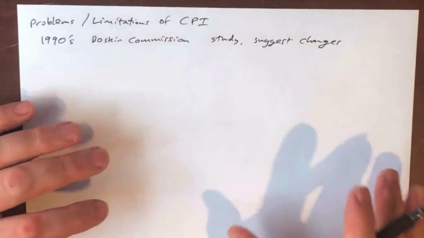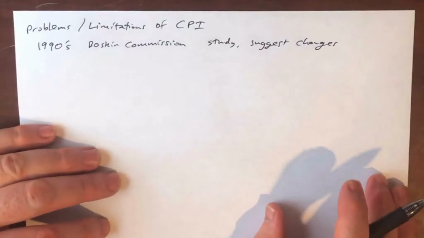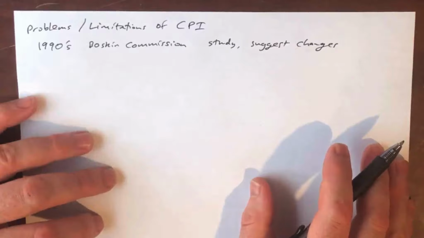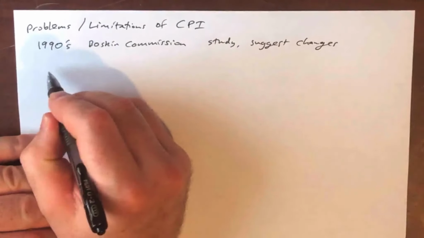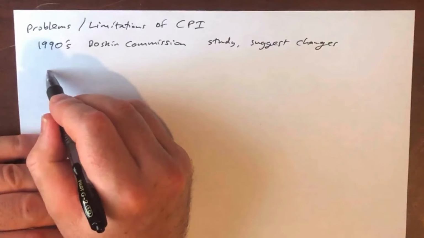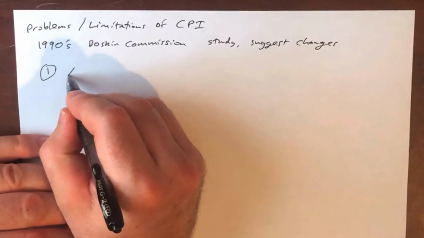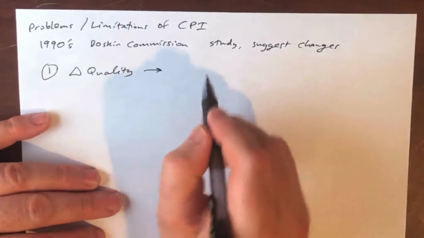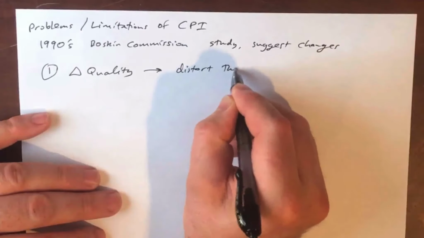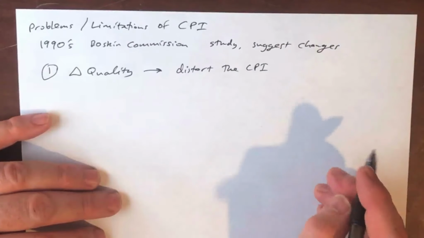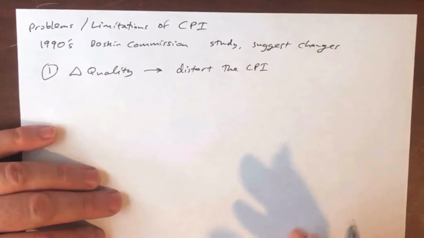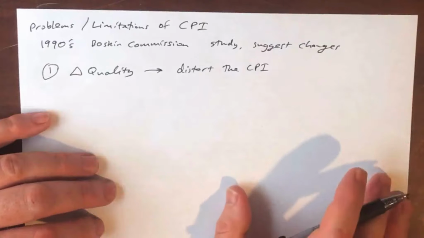All right, so why was this necessary? Well, a lot of economists had pointed out that the consumer price index has certain problems associated with it. We have well-known problems. One of these difficulties is the effect of changes in quality. Changes in quality distort the CPI. All these things that distort the CPI cause the inflation rate to either overstate or understate the true amount of inflation. So let's give an example.